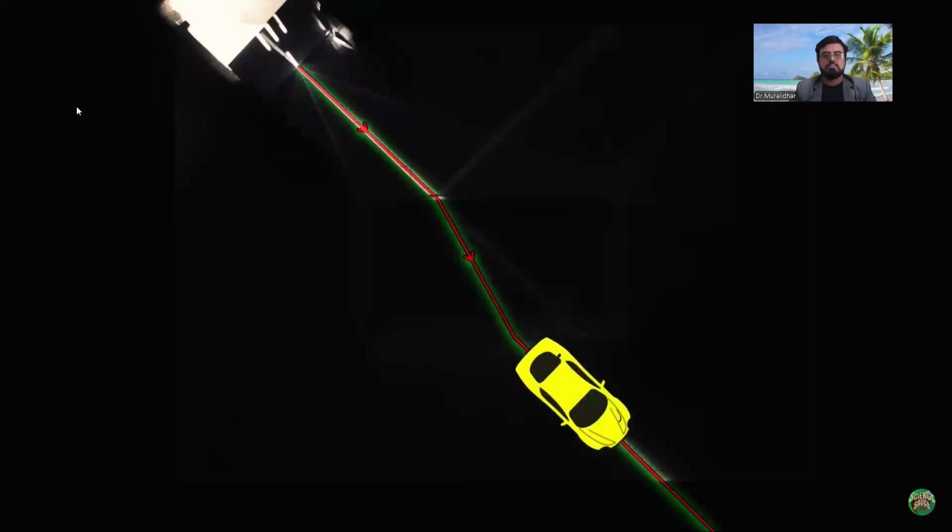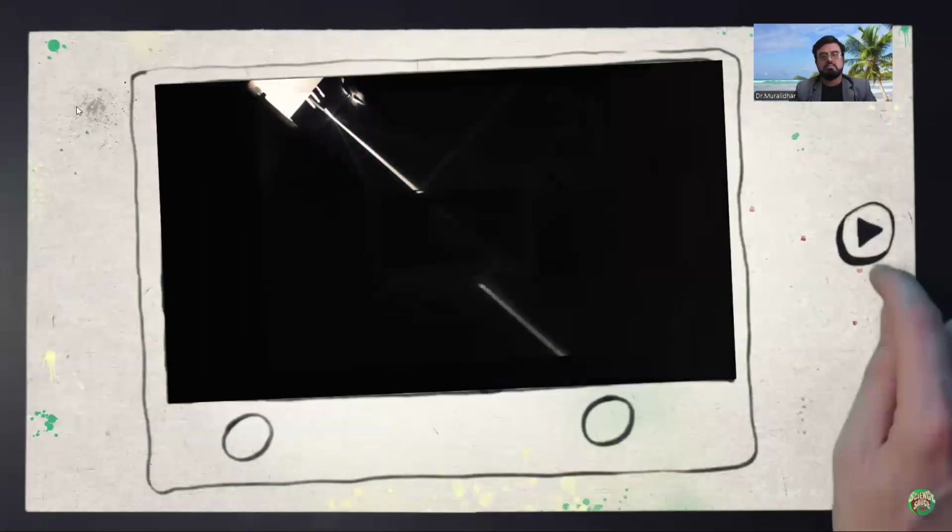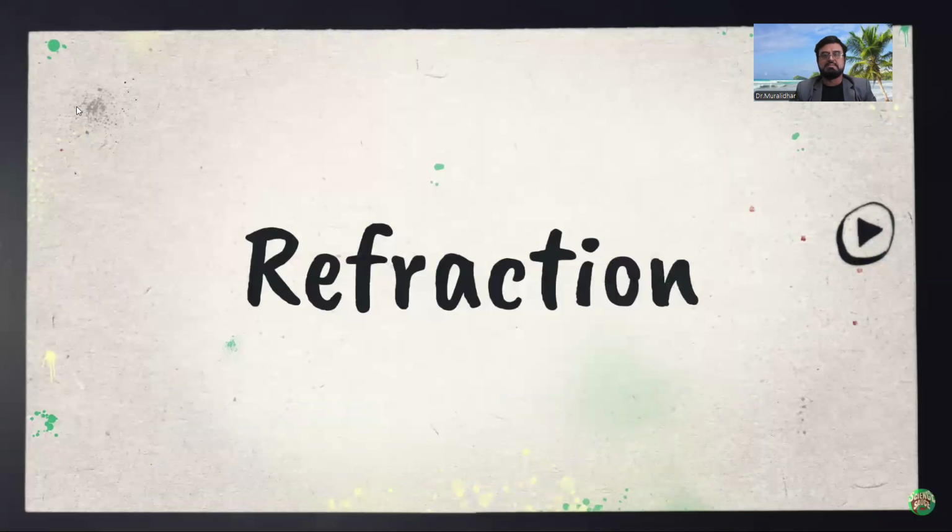The speed of the light ray decreases as it reaches the plastic block, but then speeds up again as it exits the block. This bending of light is known as refraction. We can say that the light is refracted.